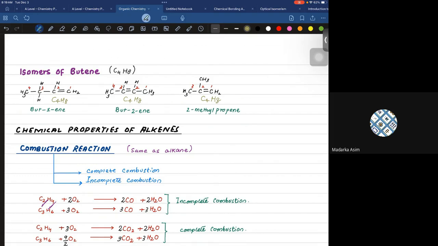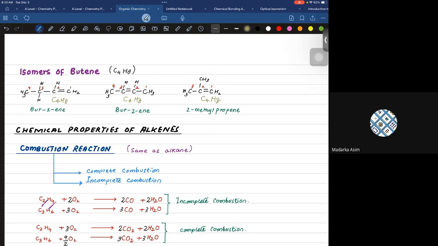Okay. So to be an isomer, the molecular formula should be the same, but the structural formula should be different. That's why whenever the examiner asks to draw an isomer of this, you are supposed to write the three structures. As you can see, the first structure is butene, the second structure is butene, and the third structure is 2-methyl propene.